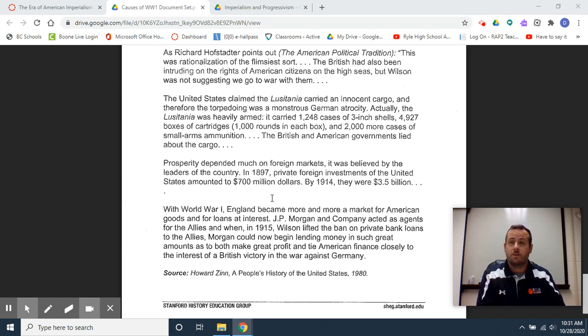It became clear late in the war that if Germany won the war, America would lose those loans. We would never get paid back. So we had a financial interest in helping Britain at the expense of Germany. In other words, Howard Zinn would say, America got involved in World War I to make money.